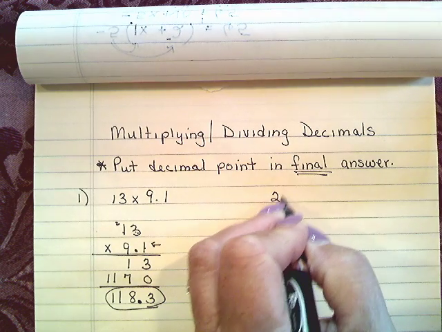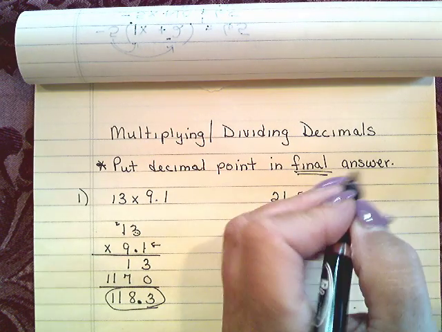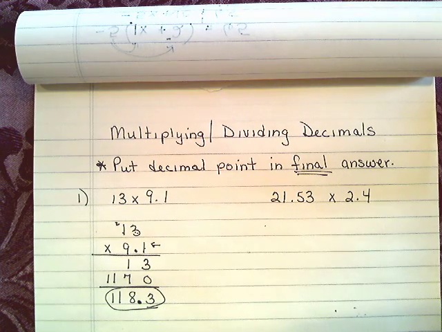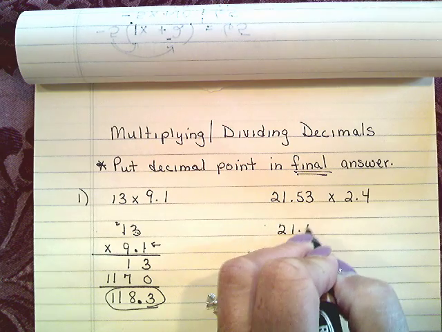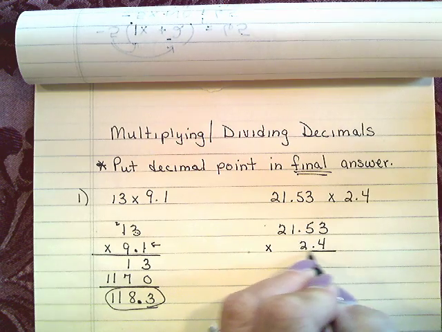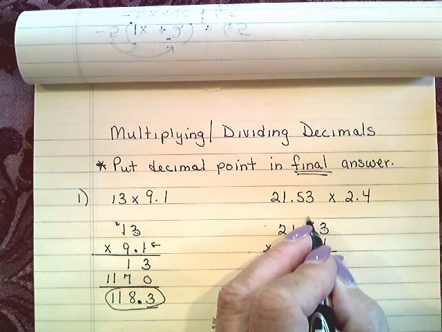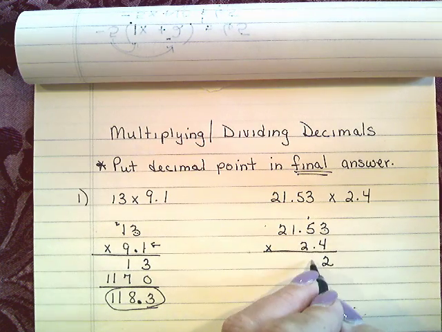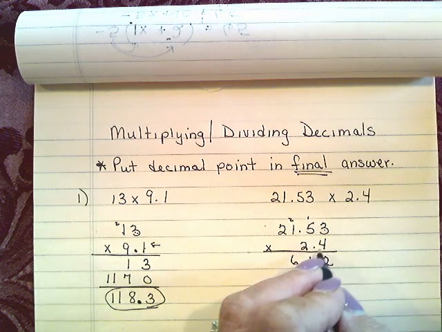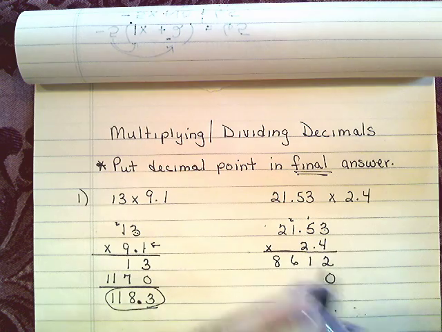All right, next one is 21 and 53 hundredths times 2 and 4/10. There's no way that you can multiply going horizontally. So do your 21 and 53 hundredths times 2 and 4/10. All right, 4 times 3 is 12. Carry the 1. 4 times 5 is 20, plus 1 is 21. 4 times 1 is 4, 5, 6. And then 4 times 2 is 8. Put your place value holder in and go with the 2.